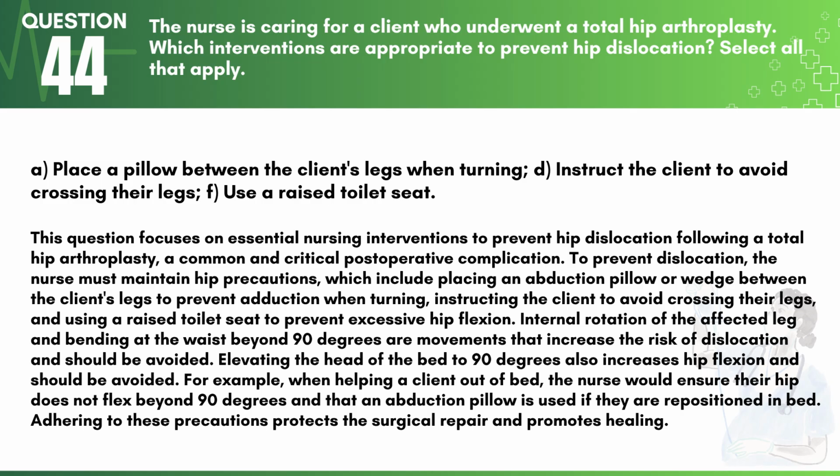Internal rotation of the affected leg and bending at the waist beyond 90 degrees are movements that increase the risk of dislocation and should be avoided. Elevating the head of the bed to 90 degrees also increases hip flexion and should be avoided. For example, when helping a client out of bed, the nurse would ensure their hip does not flex beyond 90 degrees and that an abduction pillow is used if they are repositioned in bed. Adhering to these precautions protects the surgical repair and promotes healing.